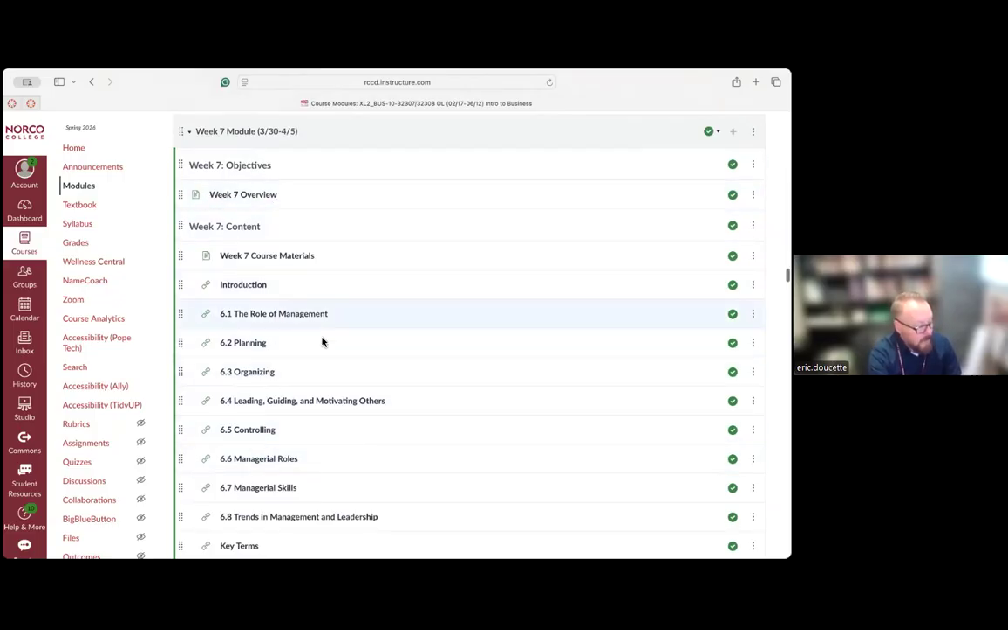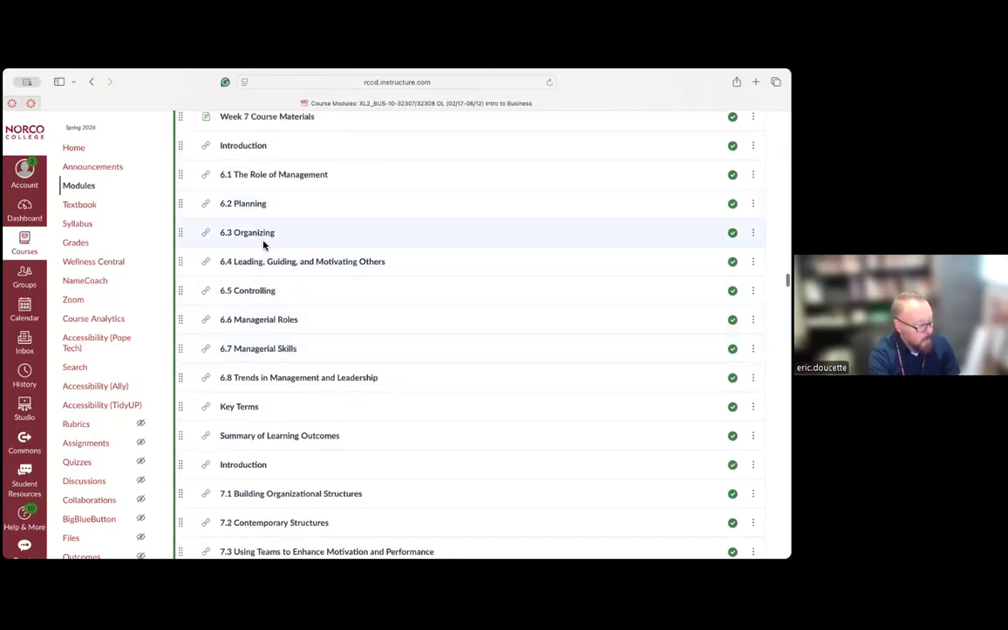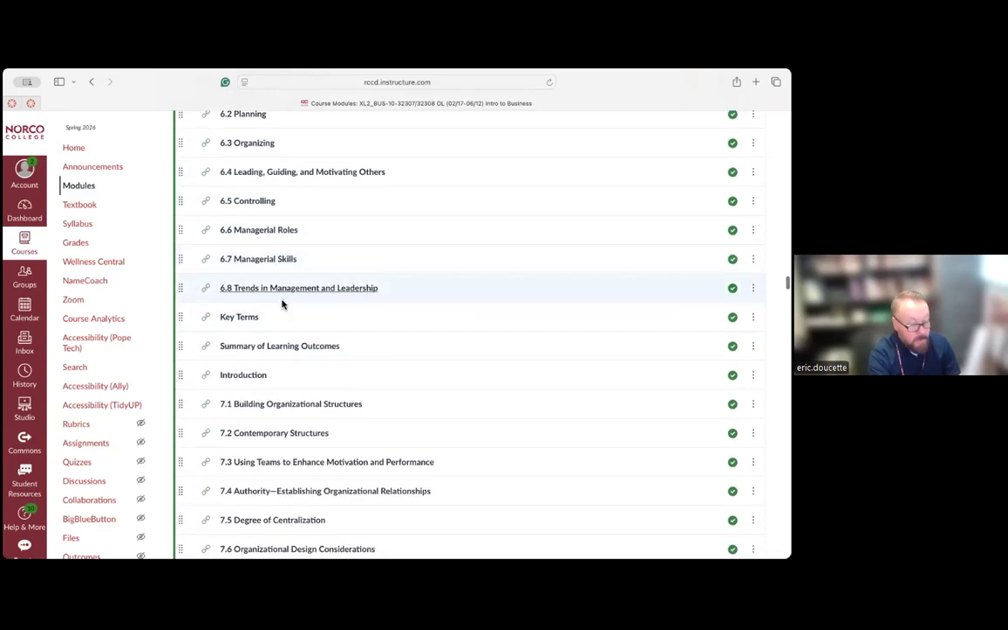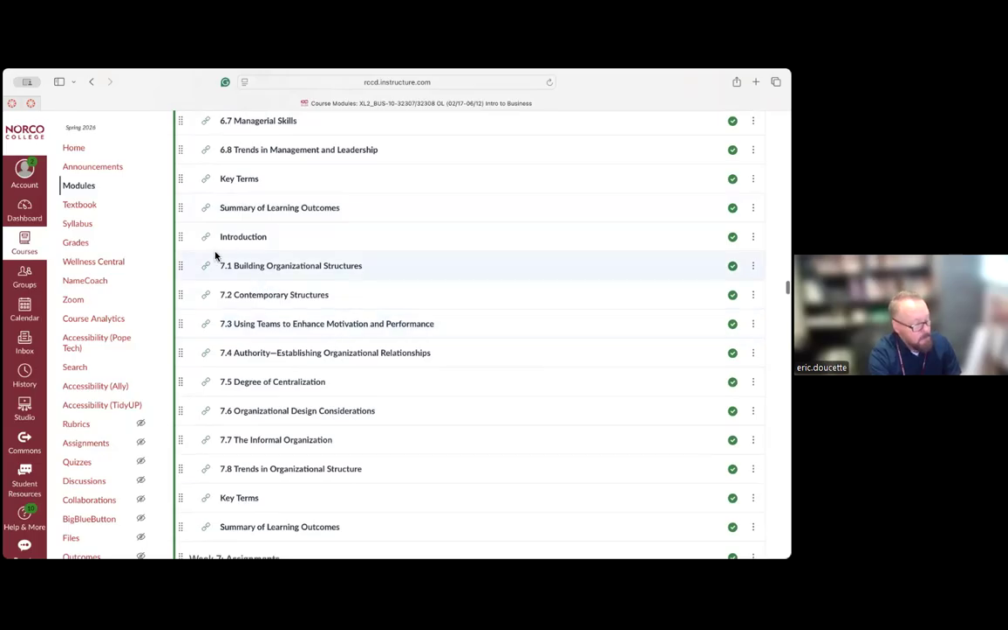There's chapter 6 right here built into Canvas, so make sure you read through that. It's going to talk about the 4 functions of management, which is planning, organizing, leading, and controlling. And then it's going to get into just the characteristics of leadership, the different levels of leadership, structure, things like that. Then as you move into chapter 7, it's going to deal with, again, how you structure your business internally as far as your chain of command, span of control, things like that.